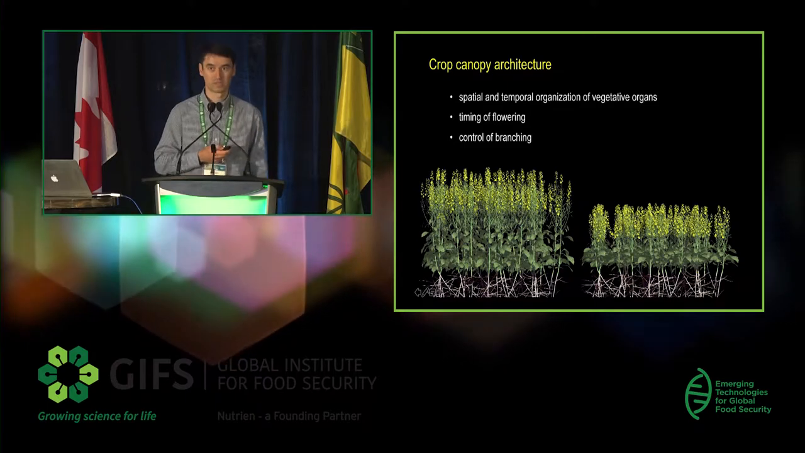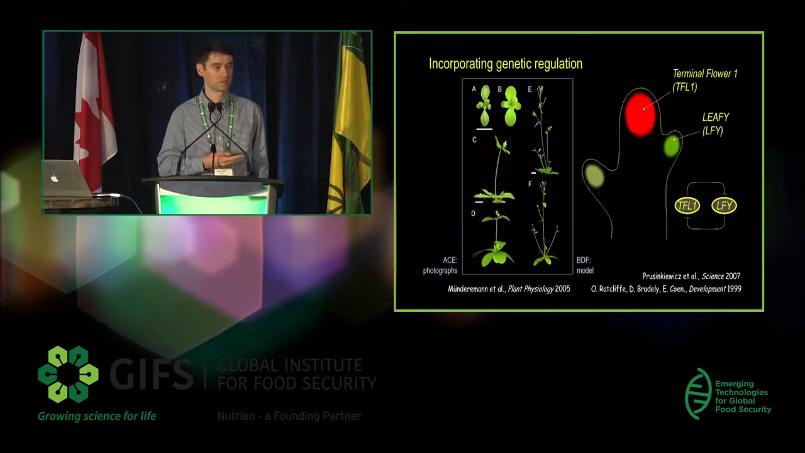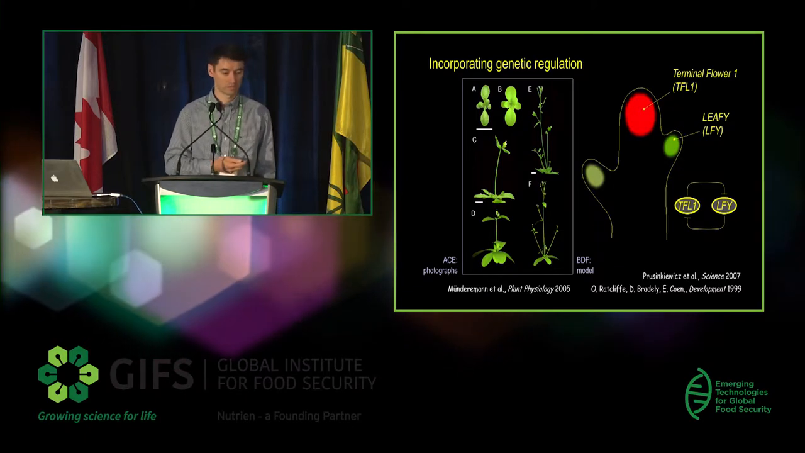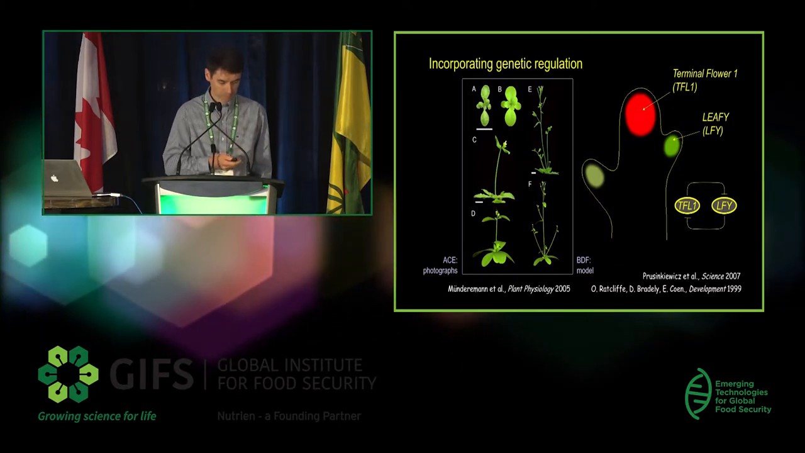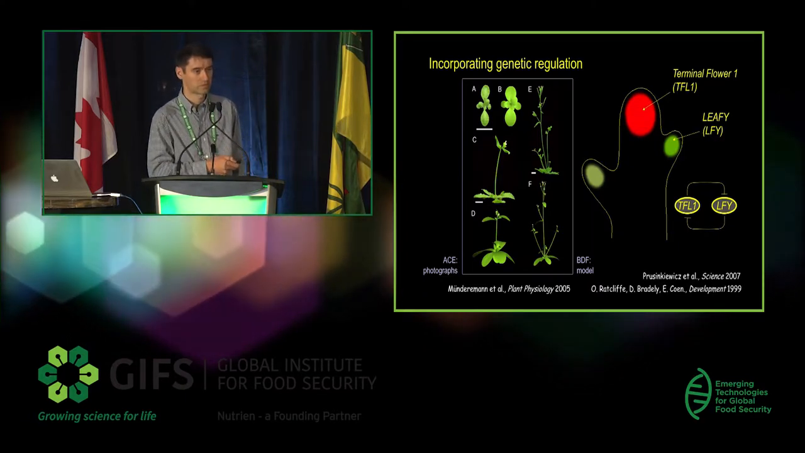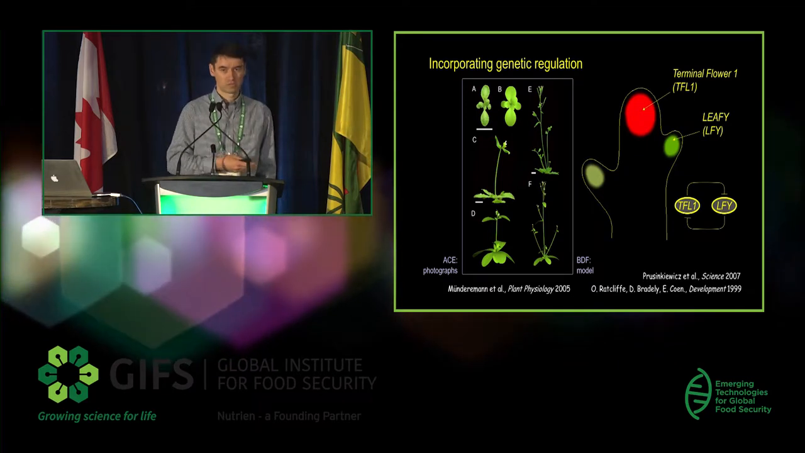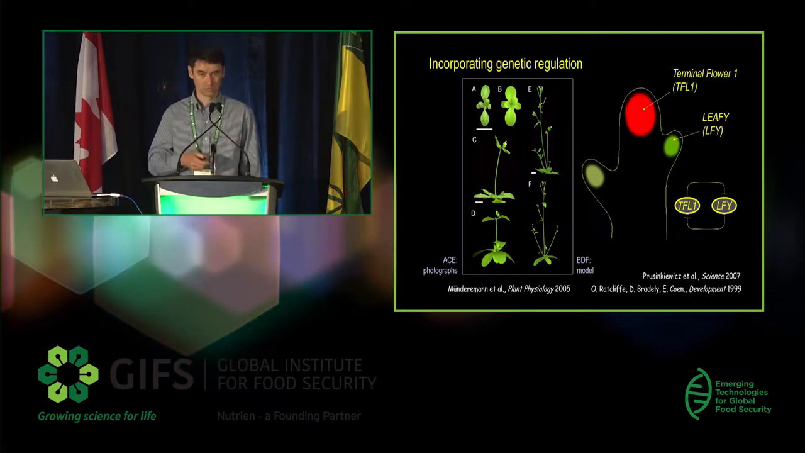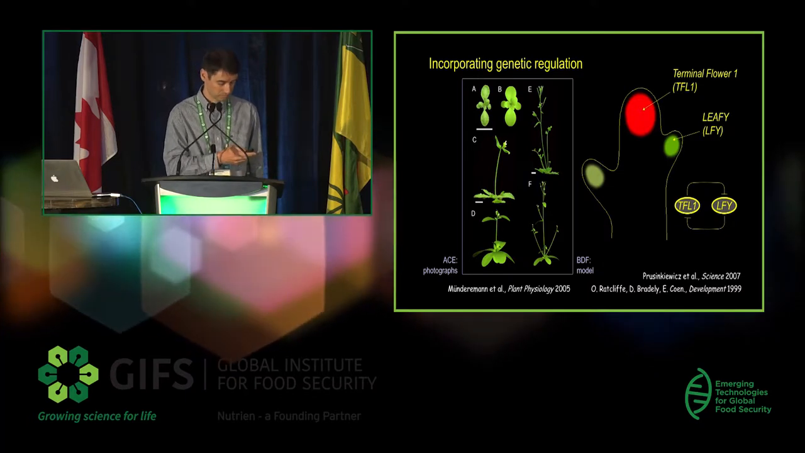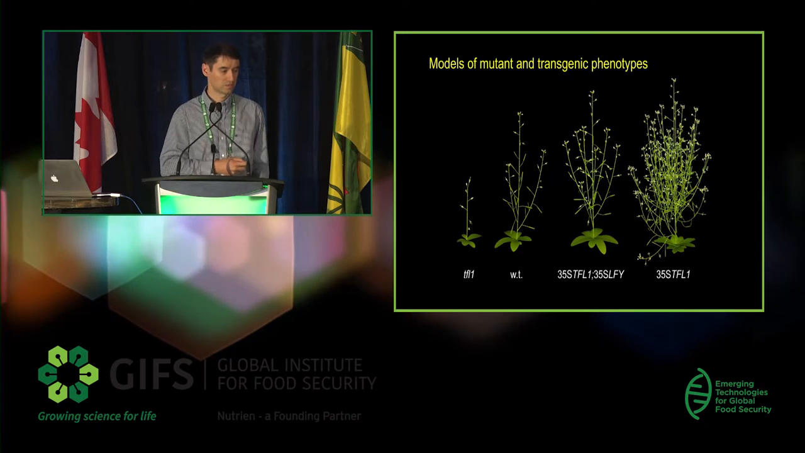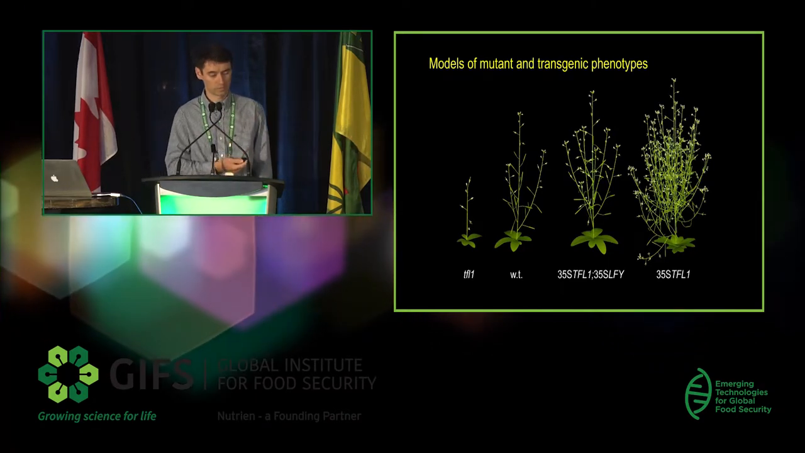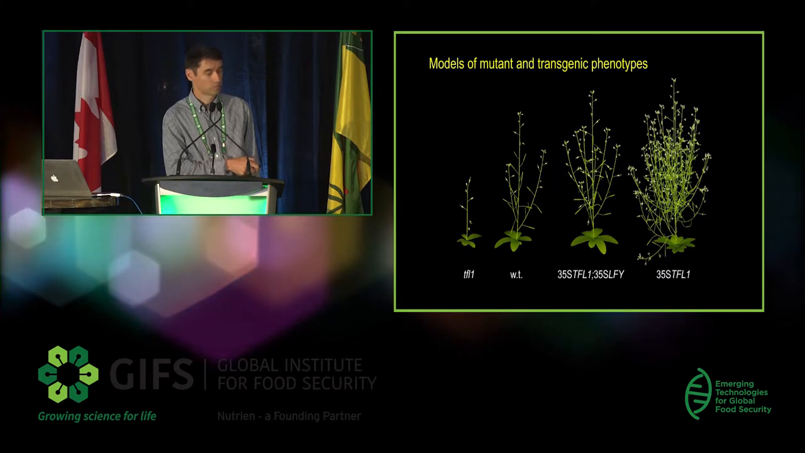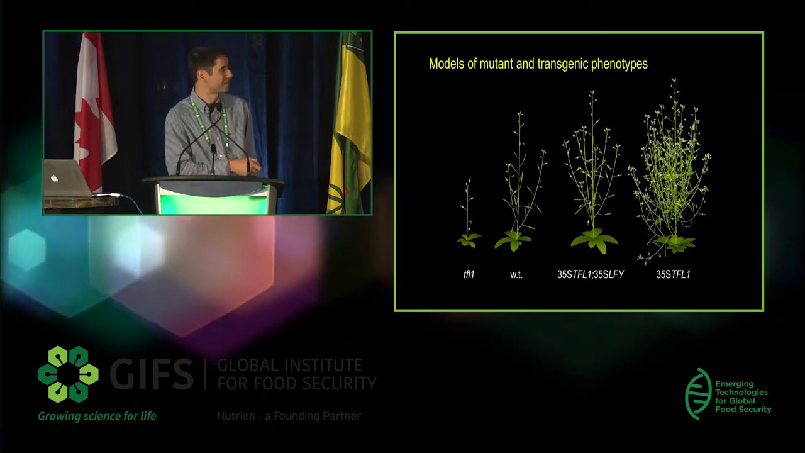So we took a descriptive model of Arabidopsis, in which all of the parameters were based on measurements of the actual plant as it develops over time, and incorporated a model of genetic regulation into that descriptive model. Essentially, the expression of the terminal flower 1 gene delays the switch to flowering, whereas the leafy gene promotes or accelerates the switch to flowering. These two genes act antagonistically with each other. By doing that, we can simulate most of these mutant and transgenic phenotypes that we observe in the biological experiments. In particular, compared to the wild type, early flowering with not much branching, and then more branching, and even more branching.